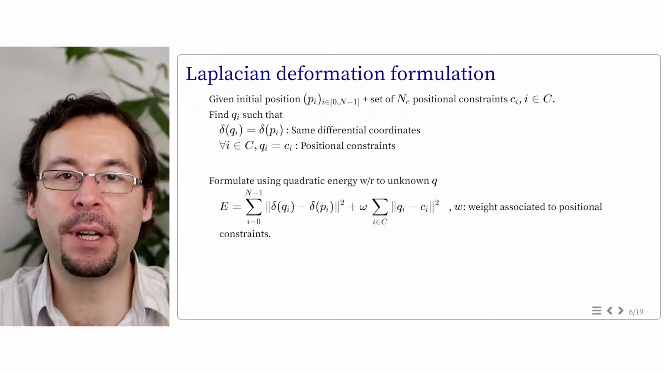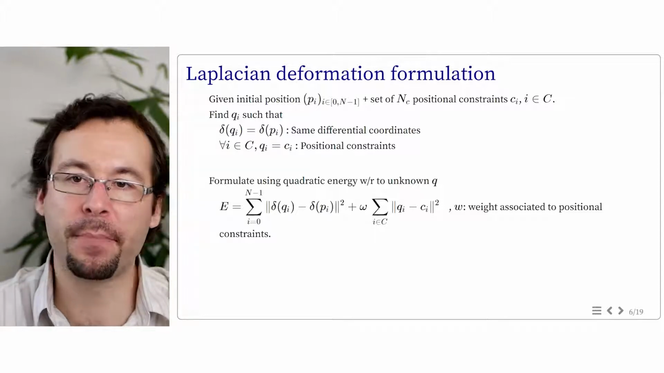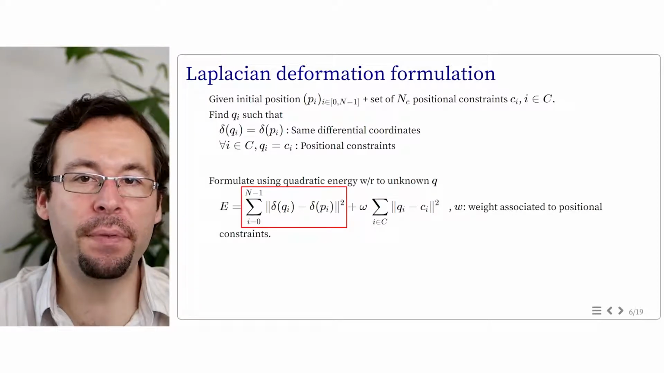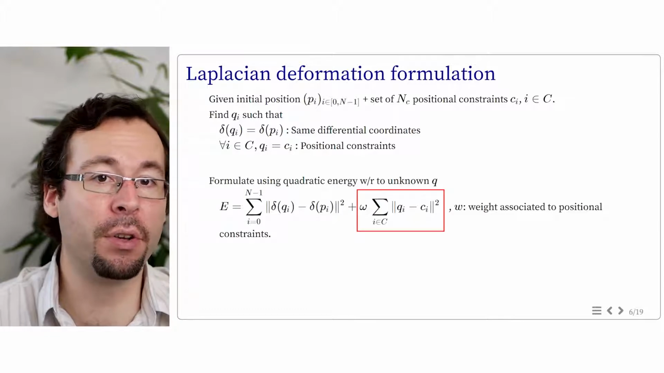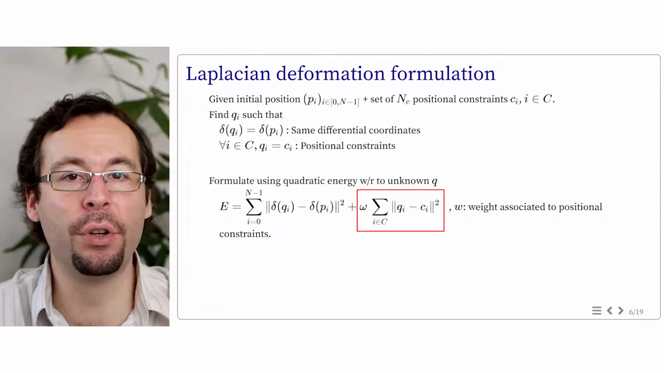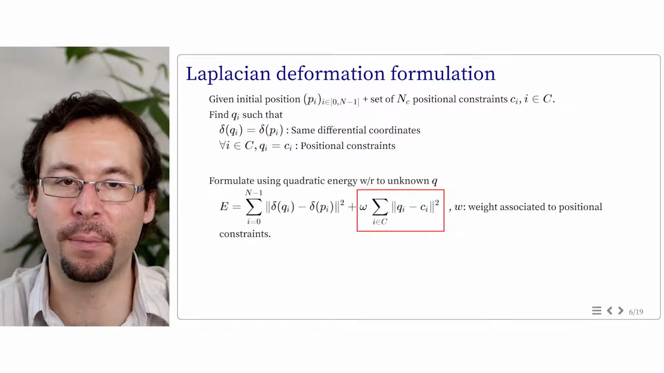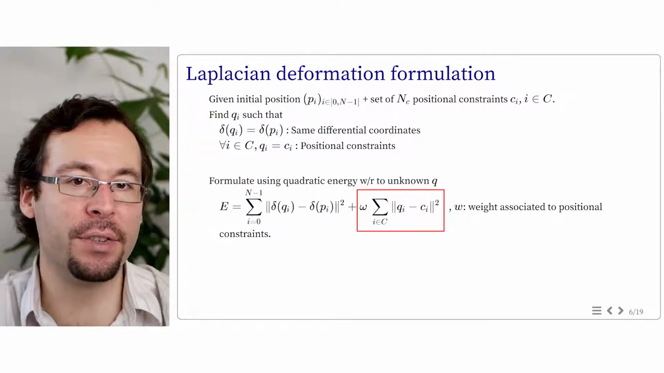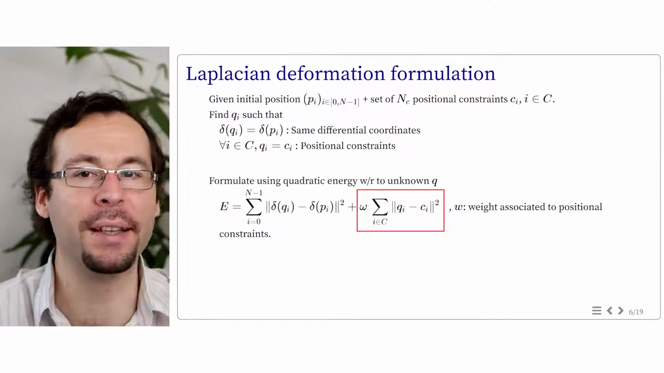So we formulate the optimal solution using a quadratic energy expressed with respect to the unknown qi. This energy is given by the sum over all the vertices of the differences between the Laplacian coordinates, squared, plus some weight omega on how strongly the position constraint should be preserved, times the sum of all the qi minus ci, taken in squared norm. Of course, we could insert the omega weights in the sum and set them to depend on the vertex i if you want some constraints to be more or less preserved than others.